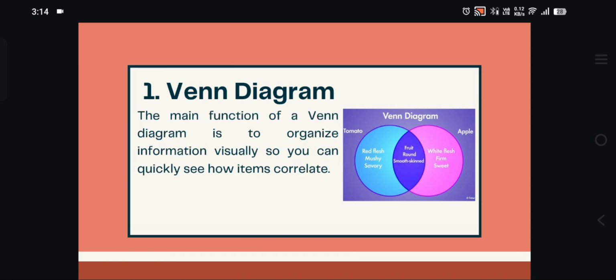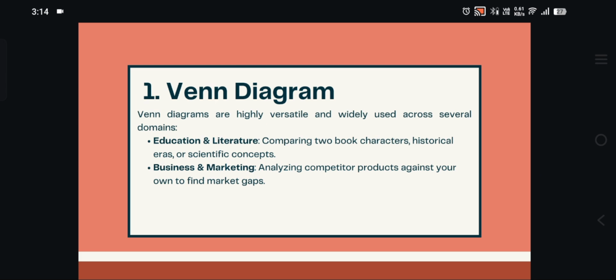Next one. The main function of a Venn diagram is to organize information visually so you can quickly see how items correlate. Venn diagrams are highly versatile and widely used across several domains like education and literature, business and marketing.